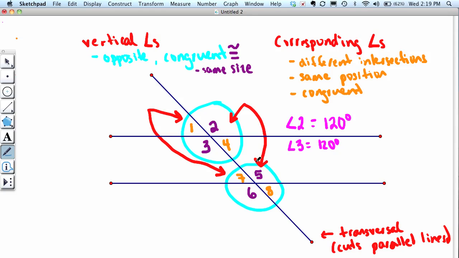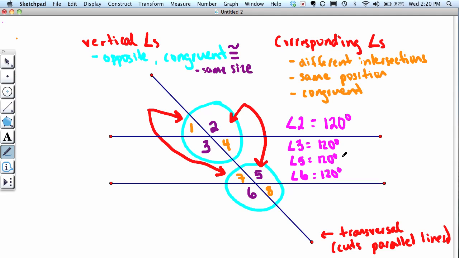So this allows us to find those two values. Angle 5 happens to be corresponding to angle 2 and therefore congruent. So angle 5 is also 120 degrees. And angle 6 is corresponding to angle 3, therefore it is also congruent and also 120 degrees.